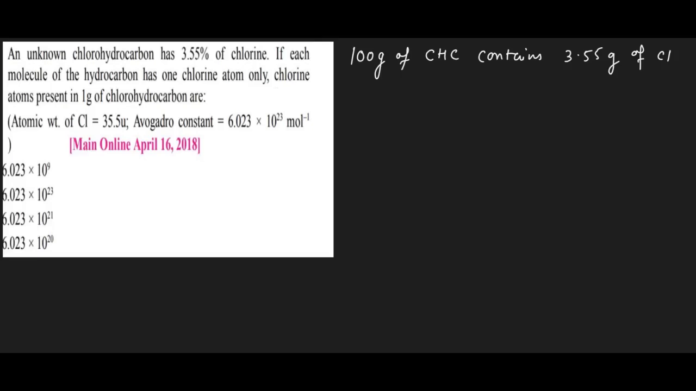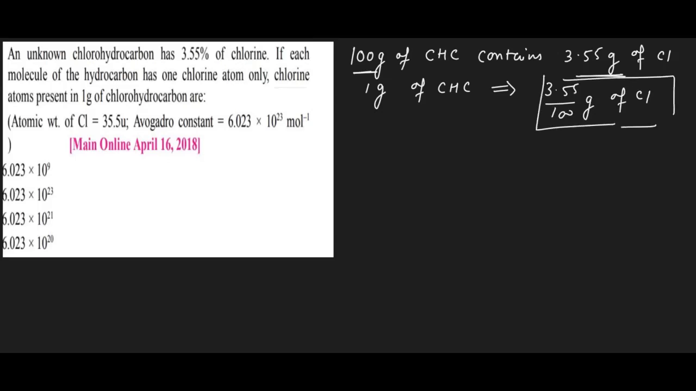Now we are asked to calculate the chlorine atoms present in 1 gram of chlorohydrocarbon. So if 100 grams of chlorohydrocarbon is having this much chlorine, 1 gram of chlorohydrocarbon will contain 3.55 upon 100 grams of chlorine. Okay, now we are having the mass of chlorine which is equivalent to the 1 gram of chlorohydrocarbon. But we don't require the mass. In the question, we require the number of chlorine atoms.